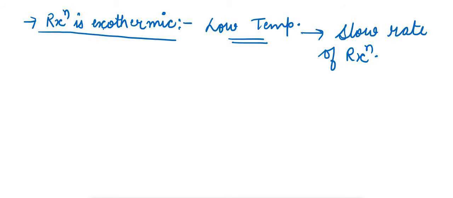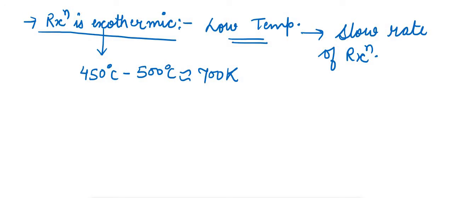We provide an optimal temperature of 450 degrees Celsius to 500 degrees Celsius, or approximately 700 Kelvin, because that temperature favors the reaction to proceed into the production of ammonia more and more. And this reaction is taken up under a very high pressure. Why is the reaction taken up under a very high pressure?